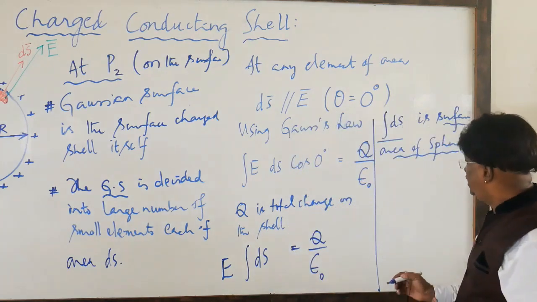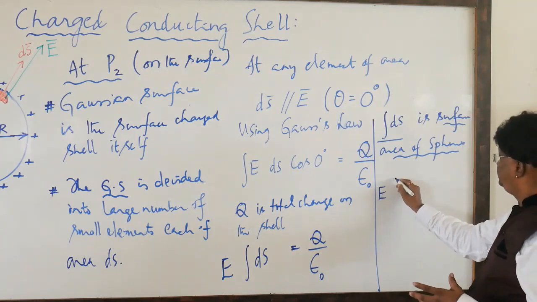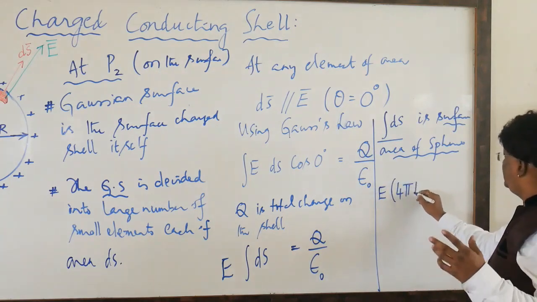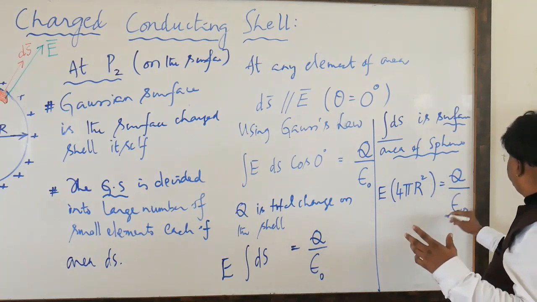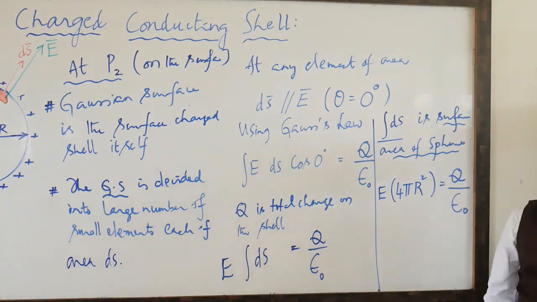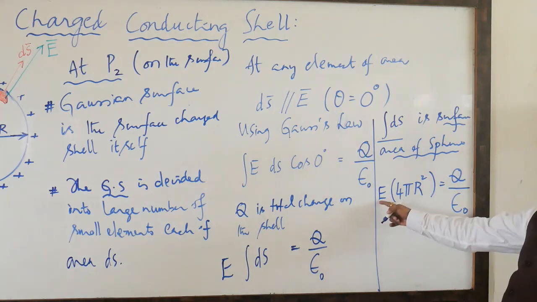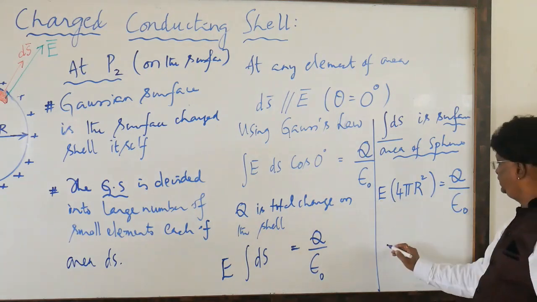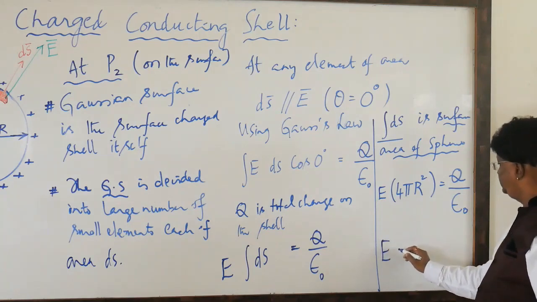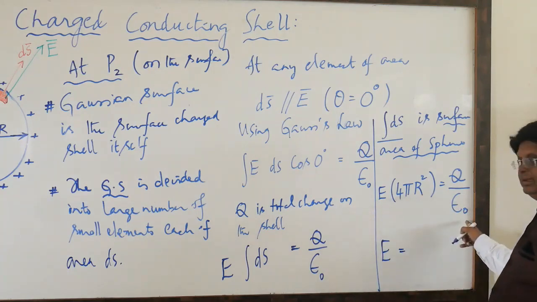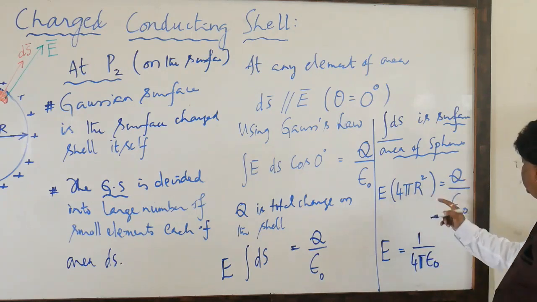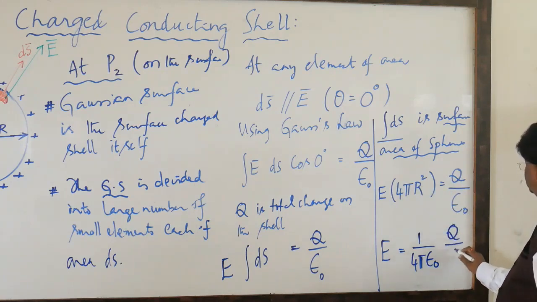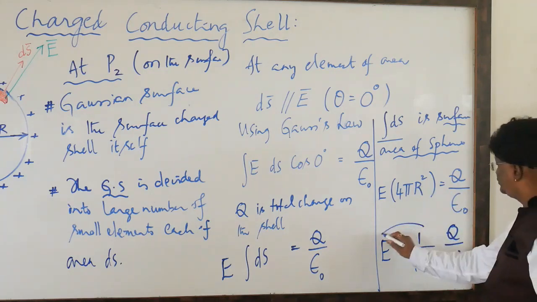Remember? Therefore, now we have E times 4 pi r square is Q upon epsilon naught. So, the final expression for capital E: E is equal to 1 upon 4 pi epsilon naught, this Q is there and r square term. Therefore, this is Q by r square.